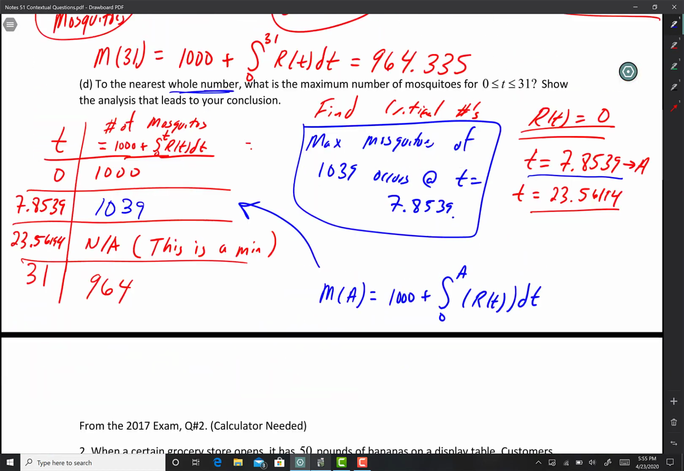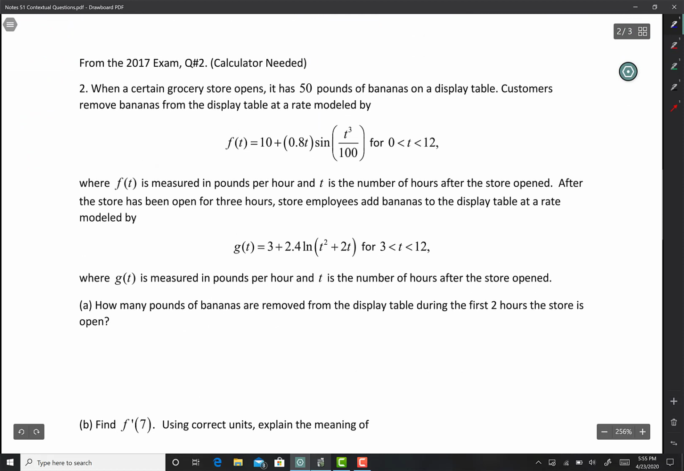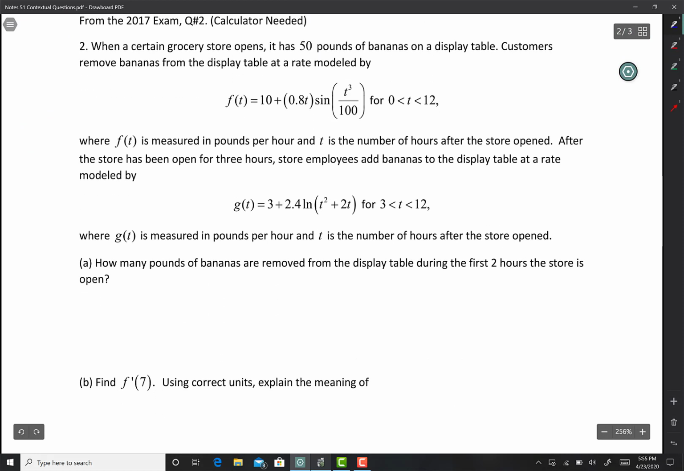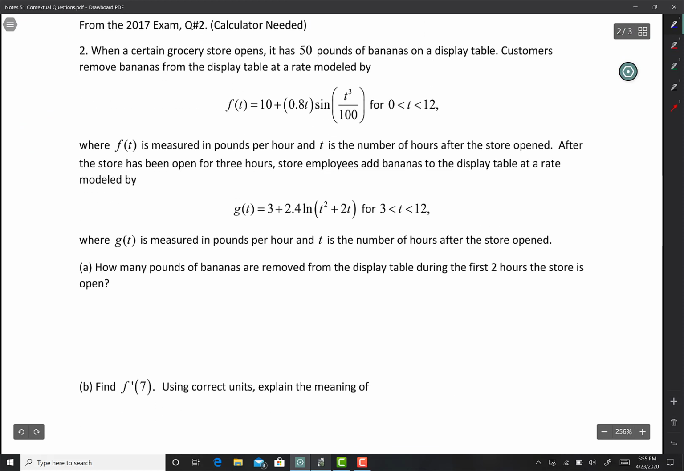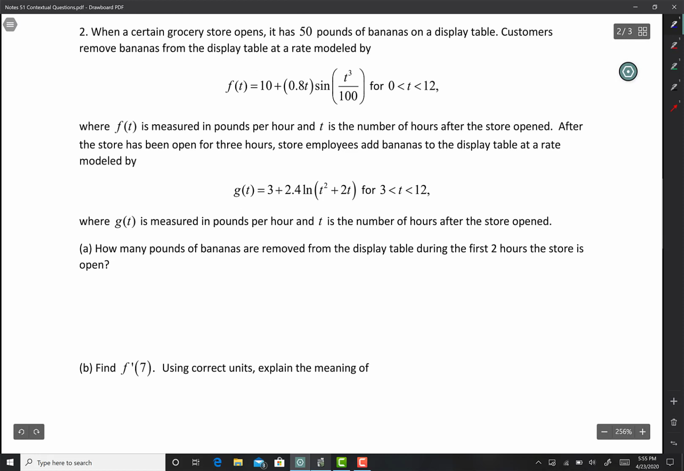Let's go to question number 2. This one, I believe I graded this one. I can't remember if I did. I'd have to go to my notes, which are somewhere. All right, so question 2007, question 2, calculator needed. All right, here we go, guys.